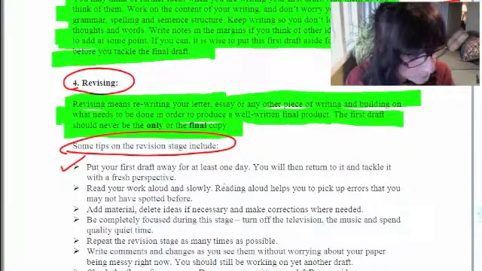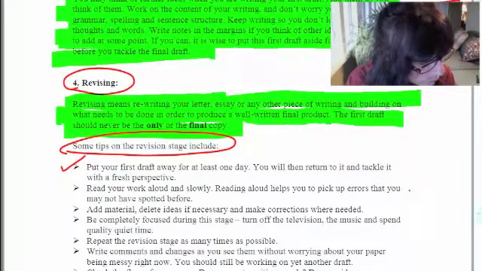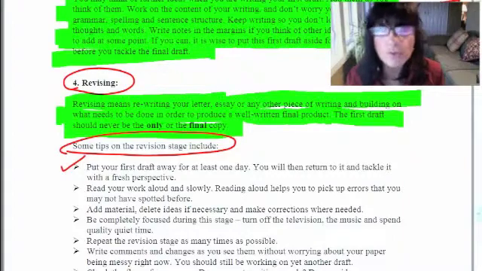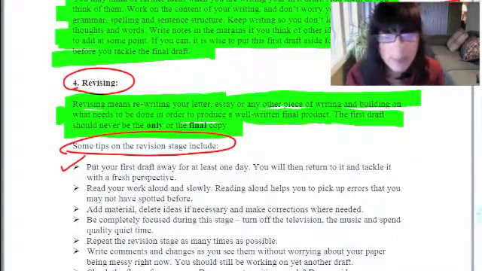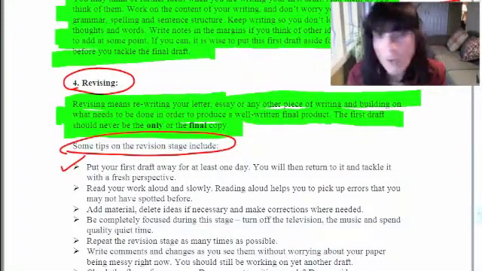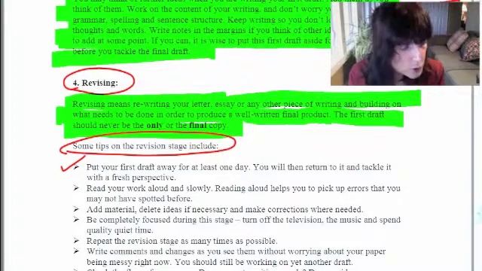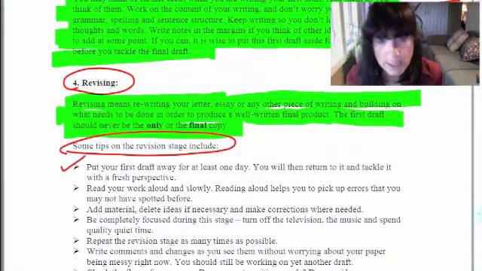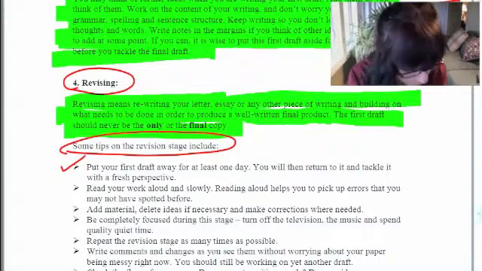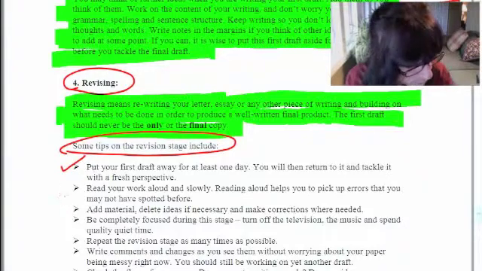First of all, put your first draft away for at least one day, and you'll then return to it and tackle it with a whole fresh perspective. Because when you keep at something and you read it too many times in the same day, your mind gets clouded and you're not going to pick up on your mistakes. So I suggest you put it aside. That's the first thing. You put your rough draft aside, your first draft, the first copy of your writing.